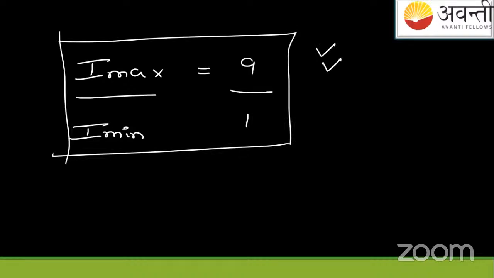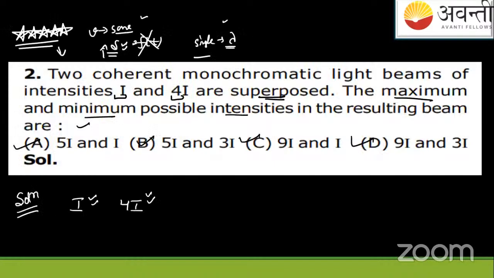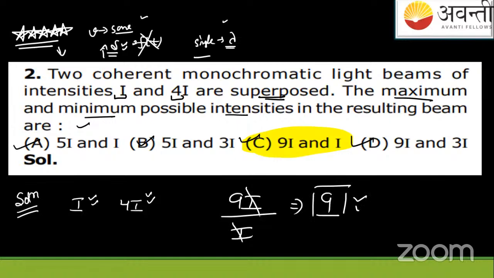If you see the options, 9/1 corresponds to the two intensities in option C. So C is the answer, that is 9I and I, because if you take the ratio 9I upon I, the answer comes out to be 9, which is the required solution.